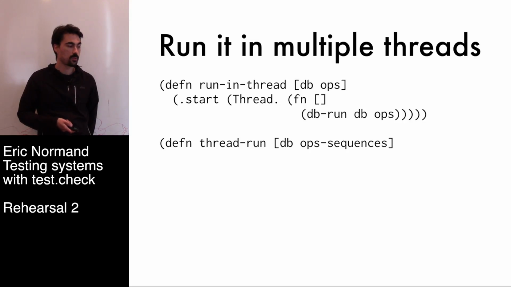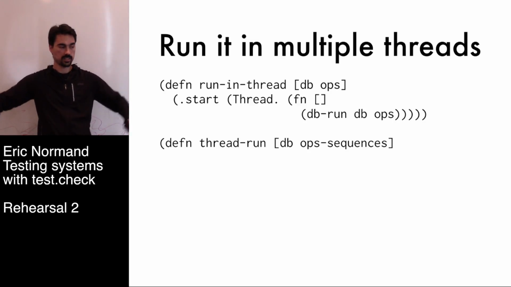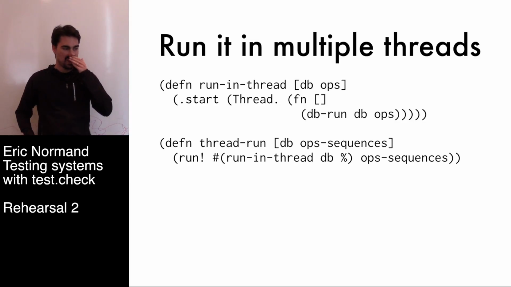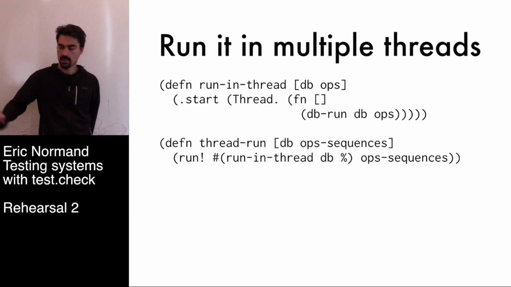All right, so now we want to take multiple ops sequences. That's what those are. So different threads are going to be running different sequences of ops. So we're going to give a collection of those. And we're going to just call run in thread on all of those. Right? So each item in this vector is getting run in a different thread.